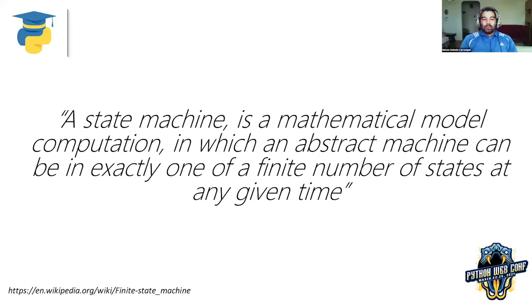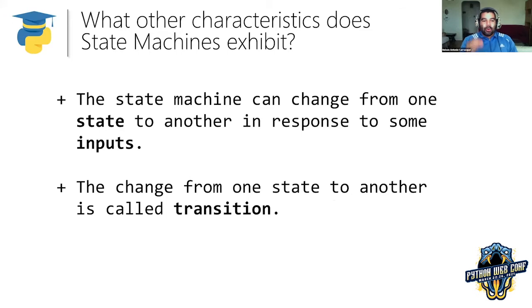First, we need to understand what a state machine is. Well, according to Wikipedia, a state machine is a mathematical model of computation in which an abstract machine can be in exactly one of a finite number of states at any given time. There are other aspects we need to consider in a state machine, and they are the following. So what other characteristics does a state machine exhibit?